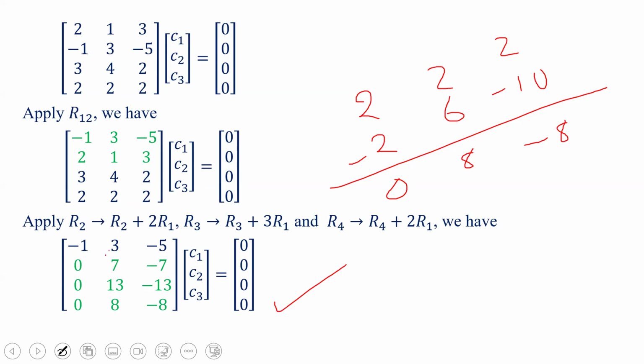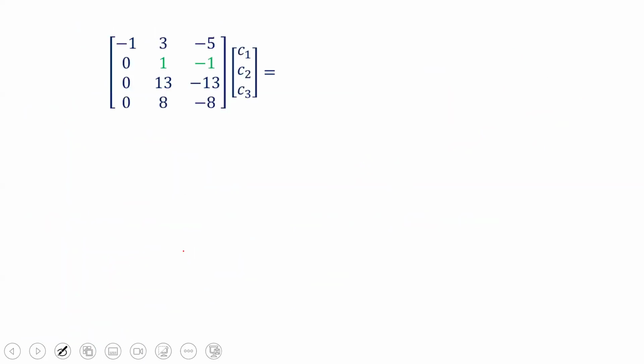Now we come to A22. It should be 1 or all the elements below A22 should be multiples of A22. But here we are getting a negative answer for both, meaning there is no such possibility. So let us try another way. We divide R2 by 7. Then we have minus 1, 3, minus 5, and dividing the second row by 7, we get 0, 7 by 7 is 1, minus 7 by 7 is minus 1.